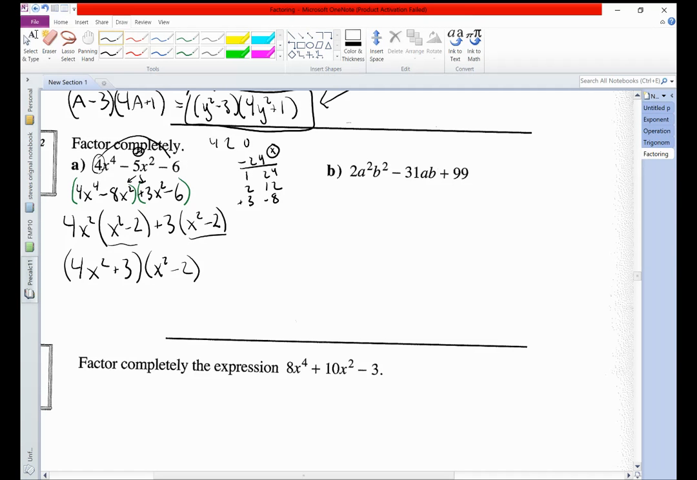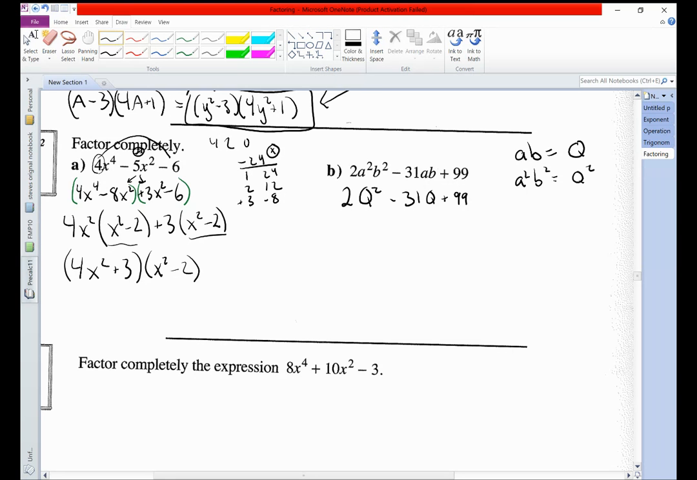In the next one, I'm going to use my substitution method. So I can say AB is equal to, let's use capital Q just for fun. So that means if AB is equal to Q, that means A squared B squared is equal to Q squared, right? So I can rewrite this as 2Q squared minus 31Q plus 99.